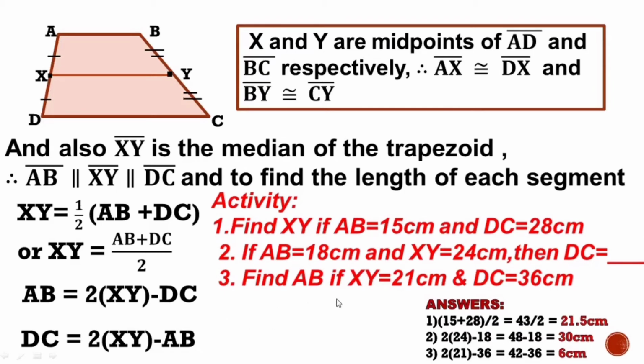Number 3, find AB if XY is 21 centimeters and DC is 36 centimeters. To find AB, we use this formula: AB is equal to 2 times XY minus DC. So 2 times 21, that's 42, minus 36, so we have 6 centimeters. Did you get the correct answers? Very good.